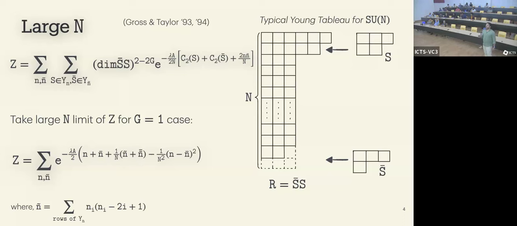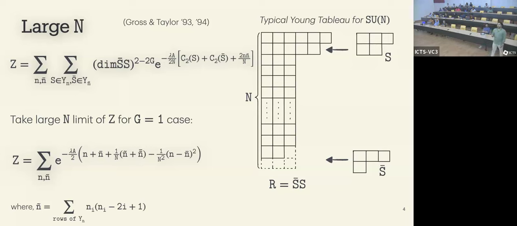So this is the same expression. The dimension of the full diagram can be written as dimension of S bar times dimension of S to the power 2 minus 2G. It's the same factor. The C2, the second Casimir, can be written as the sum of C2 of S and C2 of S bar, and there is an interaction term. This is very important, 2N N bar by a capital N. This contribution interacts between this S and S bar.